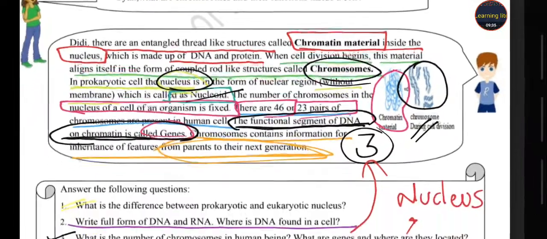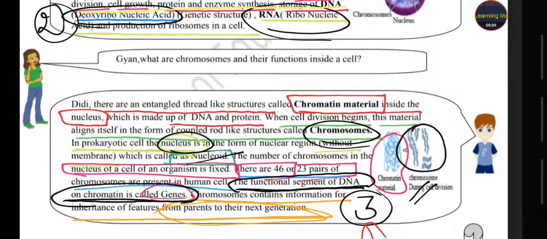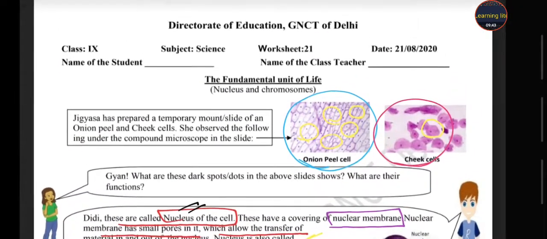So I think this worksheet is clear to you, that what is the nucleus, what is chromatin, what is chromosome, and what is DNA and RNA, and what about genes.